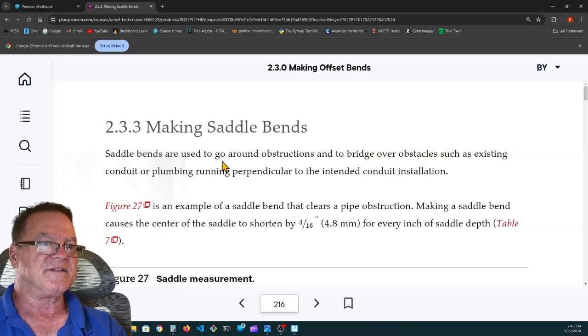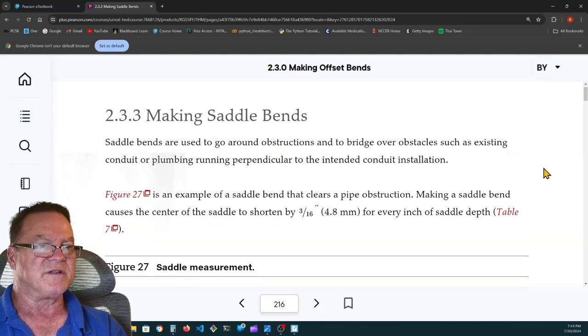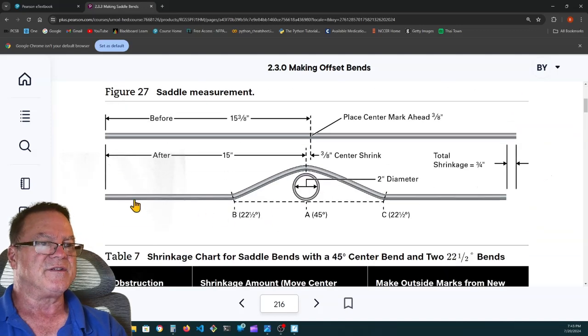Making saddle bends. Saddle bends are used to go around obstructions and to bridge over obstacles such as existing conduit or plumbing running perpendicular to the intended conduit installation. So there is a 3-bend saddle. Basically, we're going to make 3 bends. The first bend in the middle, we will bend first. And we have to add shrink to that. When we bend this first offset, this pipe is going to shrink.